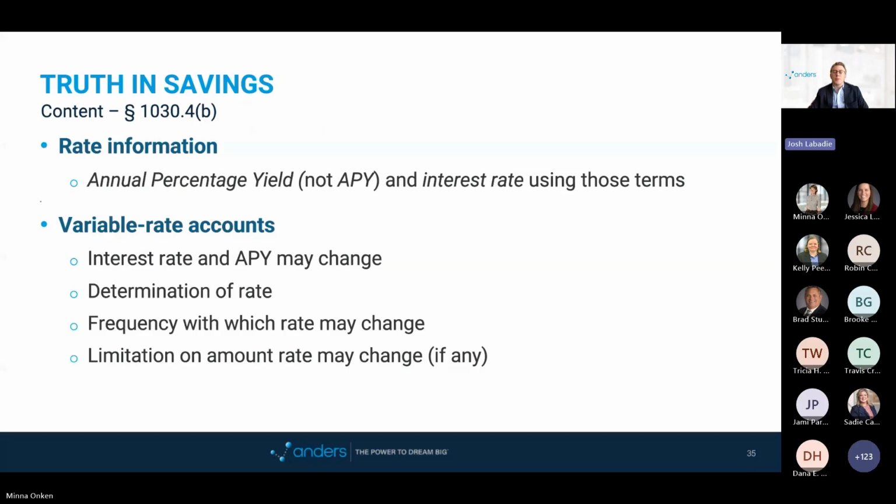Okay, moving on to specific content requirements. It needs the correct interest rate and annual percentage yield using that term, not APY. So fortunately, this presentation is not subject to Reg DD because it's going to keep saying APY. And then for variable rate accounts specifically, you need these things here. A statement that the interest rate and APY may change, how the interest rate is determined, the frequency at which the rate may change, and then any limitation on the amount that the rate can change, if any.